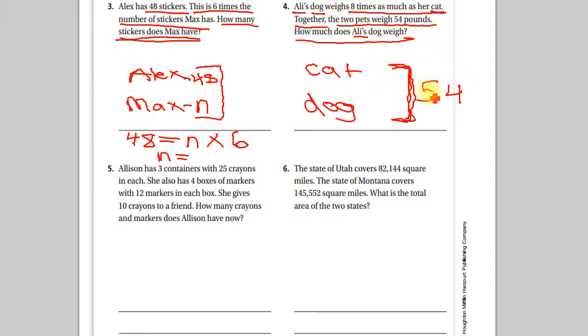I have my total over here, 54. That's the combined weight of the cat and the dog. I know the cat and the dog are the two things I'm comparing, so I pulled those out. Okay. Now it says Allie's dog weighs 8 times as much as her cat. Well, how much does her cat weigh? Let's see if it says anything about how much her cat weighs.